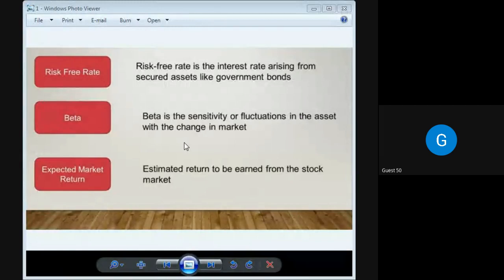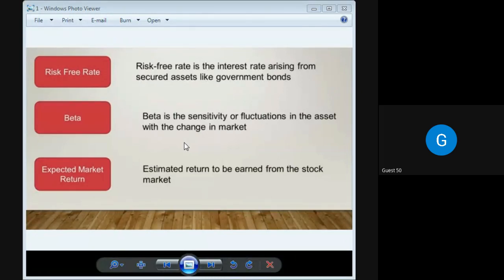So the three most important inputs in the capital asset pricing model formula are: okay, what are the three most important inputs? That is the risk-free rate, because we all as investors want to invest in those equities, securities and financial instruments which give us a risk-free rate, right? And then the beta, and then the expected market return. So these three inputs are very important for the capital asset pricing model formula.